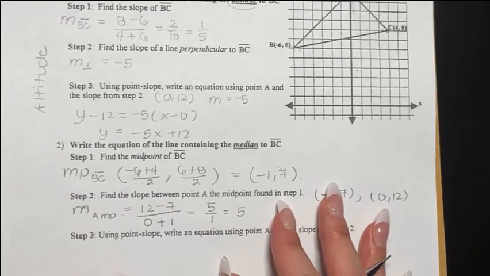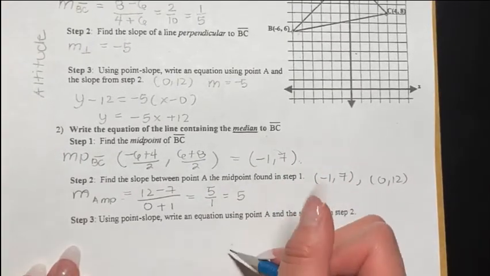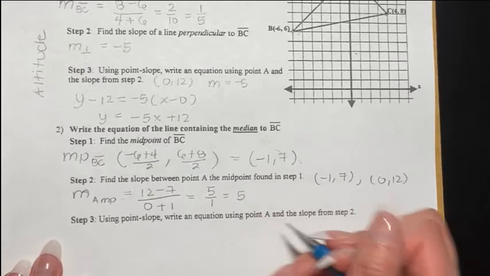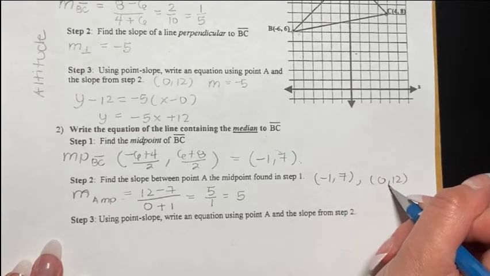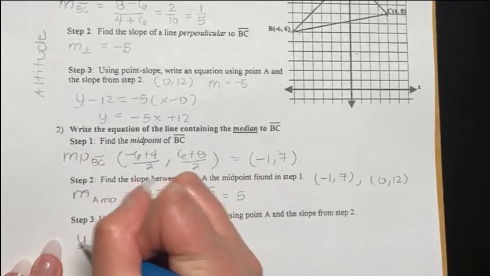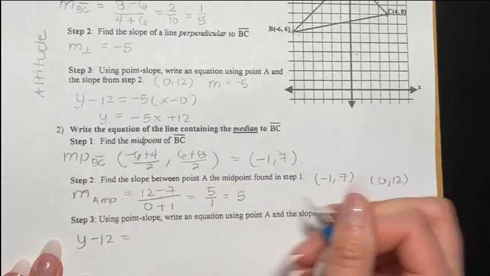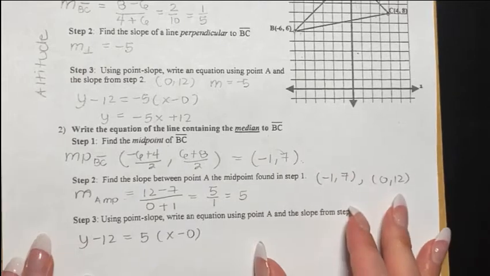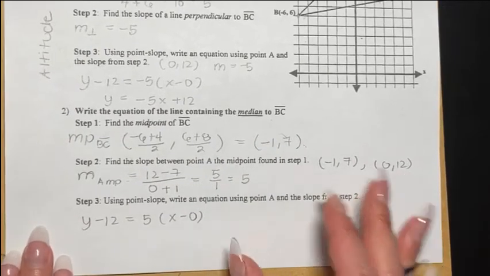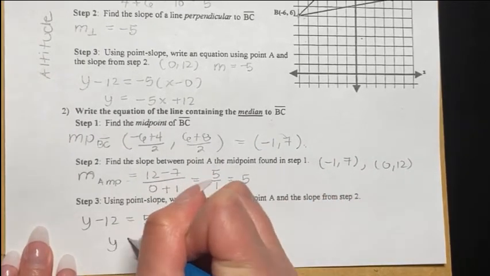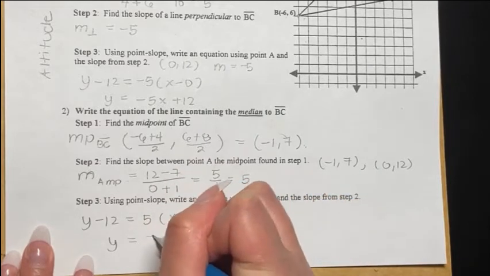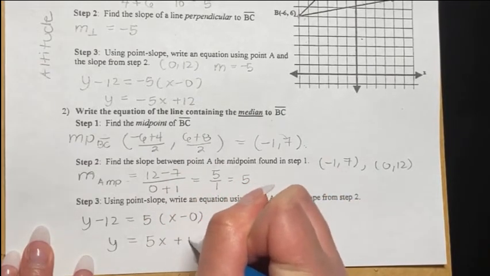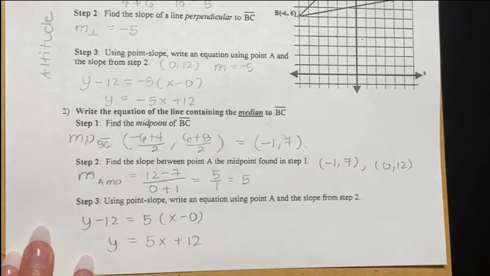Using the point slope, what are we going to do here? Well, I would use this point because it has a 0, so I would have y minus 12 equals 5 times x minus 0. As in the previous one, since I have a 0, I can make it prettier. So this is going to be y equals 5x plus 12, and that's going to be your equation.